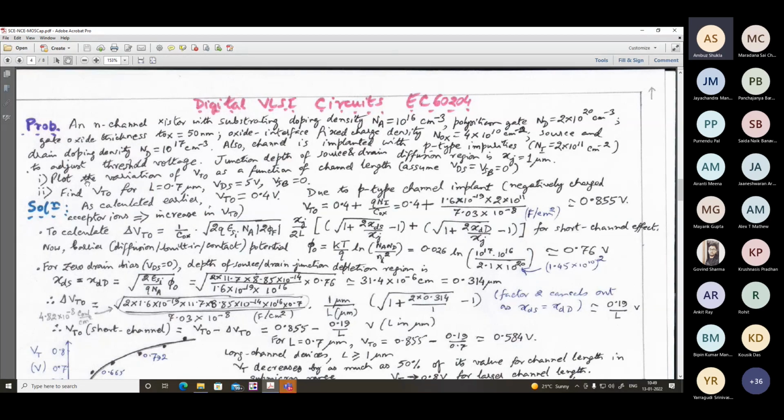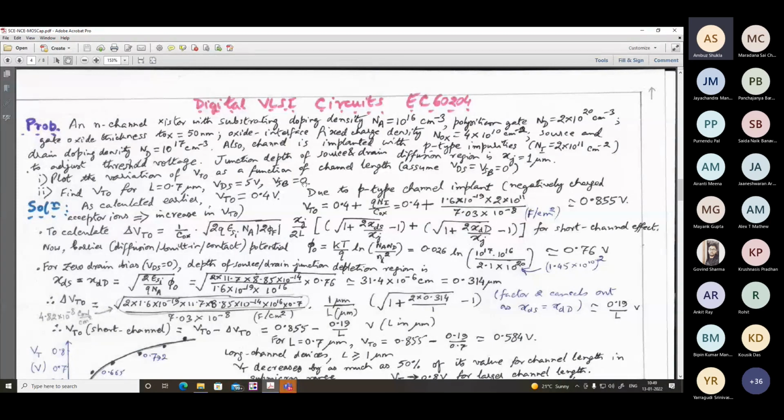First of all, plot the variation of VT0 as a function of channel length. Assume VDS equal to VSB equal to 0. Second part is to find VT0 for L equal to 0.7 micrometer. See, junction depth equal to 1 micrometer. Now you see the channel length is even smaller than that. This is very surprising, no? But this is the case for a short channel device. Junction depth is as large as 1 micrometer and channel length is even smaller, 0.7. Second part is VT0 for VDS equal to 5 volt, VSB equal to 0.